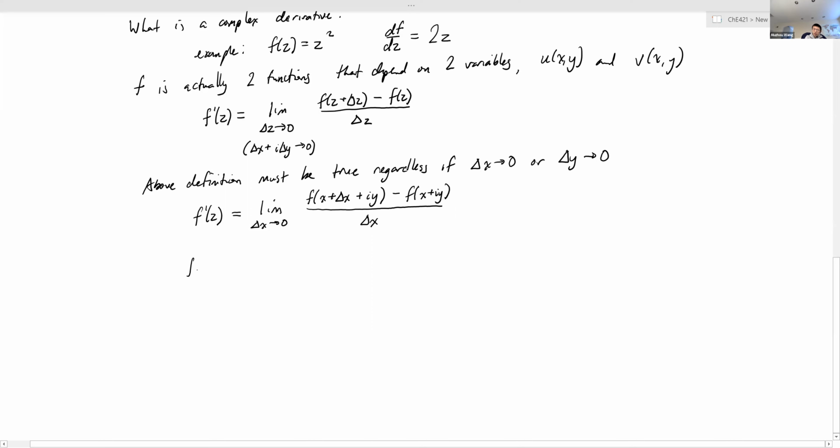Likewise, I could also define my complex derivative as the limit as delta y goes to 0. Right? Then the way that I should write that is f of x plus iy plus i delta y minus f of x plus iy. And then my bottom here is my delta z, but of course my delta z is equal to delta x plus i delta y. And so my bottom here is i delta y. Okay?